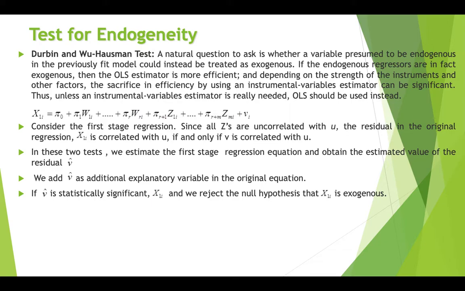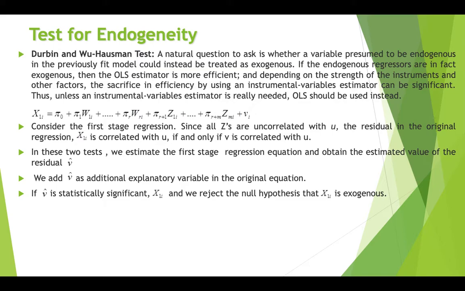So, what we do is that we find out the estimated value of the residual, V hat. Then V hat is used as an additional explanatory variable in our original equation. Now, if V hat is significant, then we reject our null hypothesis, that is, X1i is exogenous. Then the variable X1i is actually endogenous and our analysis is correct.